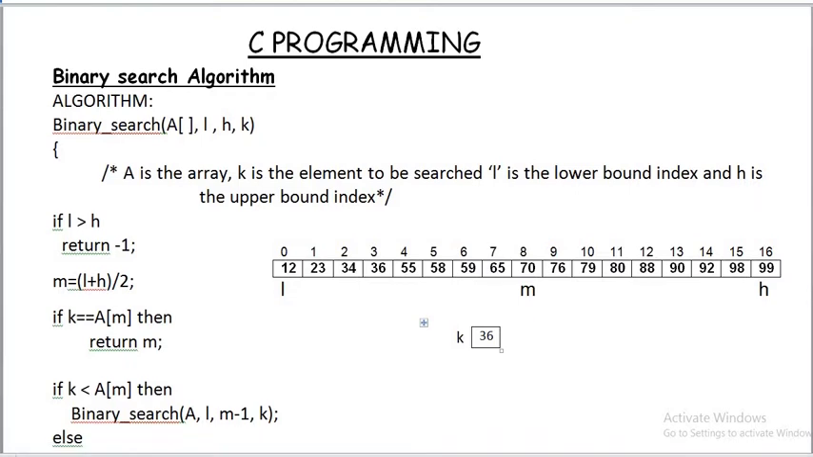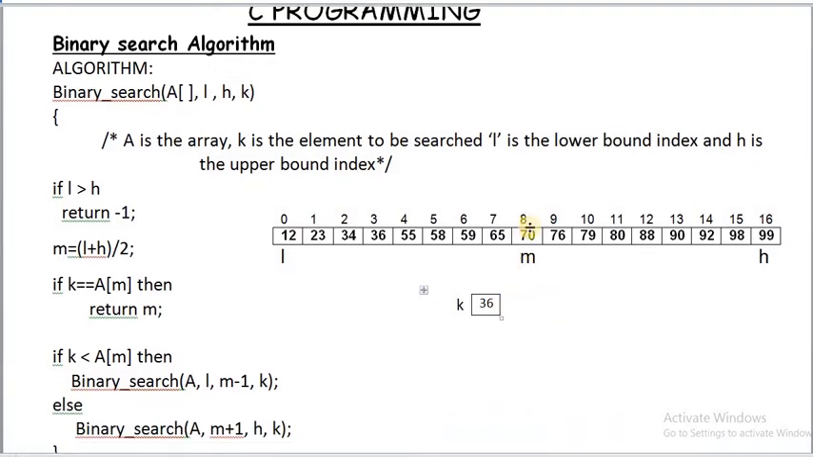Next, this element is not matched with the mid element. Now we have to compare whether this element is less than or greater than the mid element. Is 36 less than 70 or greater than 70? It is less than 70. So we continue the same procedure from 0 to 7. There is no need to search the right side, because all elements are sorted in ascending order. 36 is less than the mid element, so we have to search the left side only.